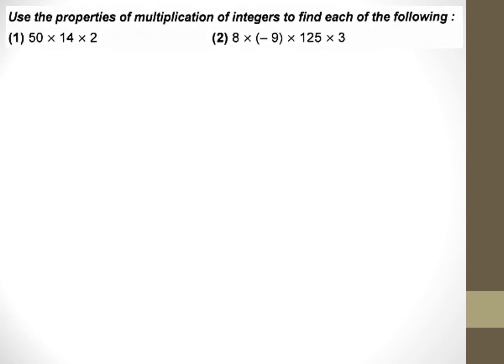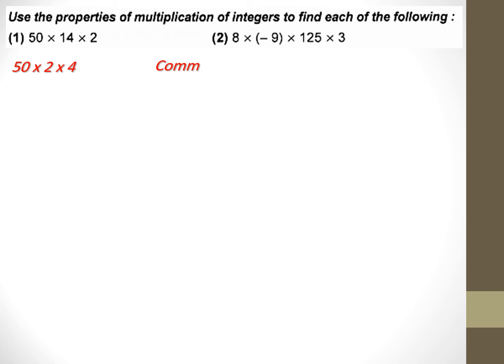Use the properties of multiplication of integers to find each of the following. 1. 50 times 4 times 2. Let's see. We will use the commutative and associative properties. By using the commutative property, we can take 50 times 2 to be 100. Then it will be 50 times 2 times 4. It's called commutative.